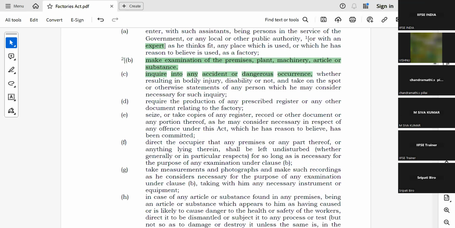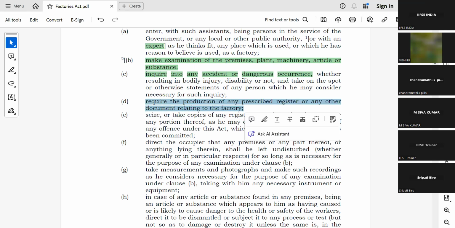Then require the production of any prescribed register or any other documents related to the factory. So they can verify the production related documents, what all they are manufacturing, and seize or take copies of any register, record, or other documents or any portion thereof which they consider necessary in respect of any offense under this act which they have reason to believe has been committed. So they look at production related documents, and they can seize or take copies of any register, any data, if they commit any offense.